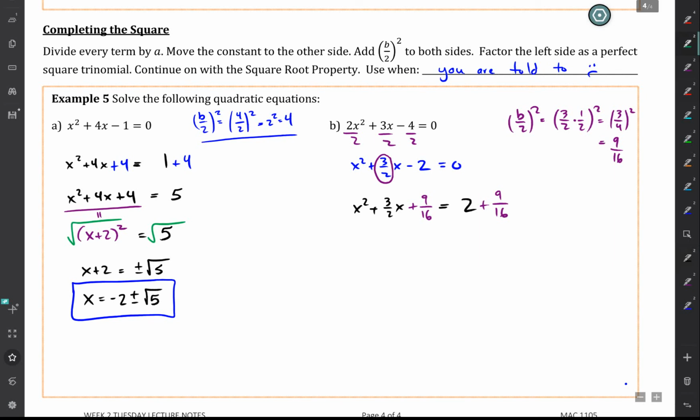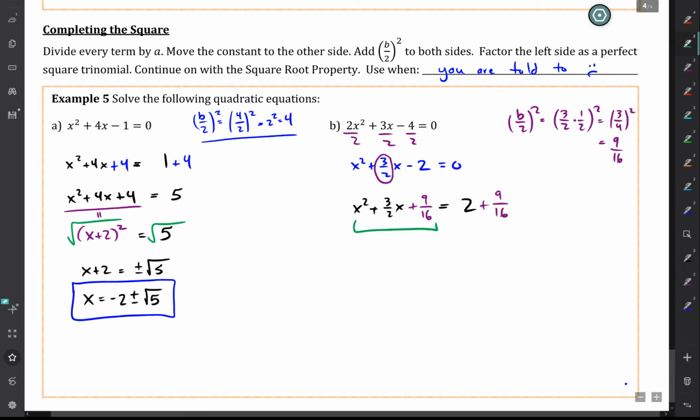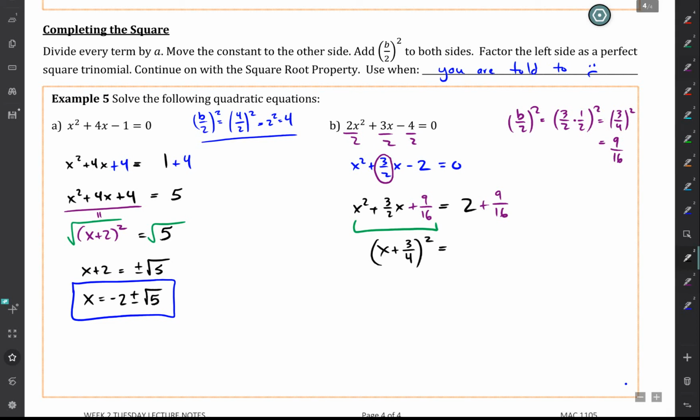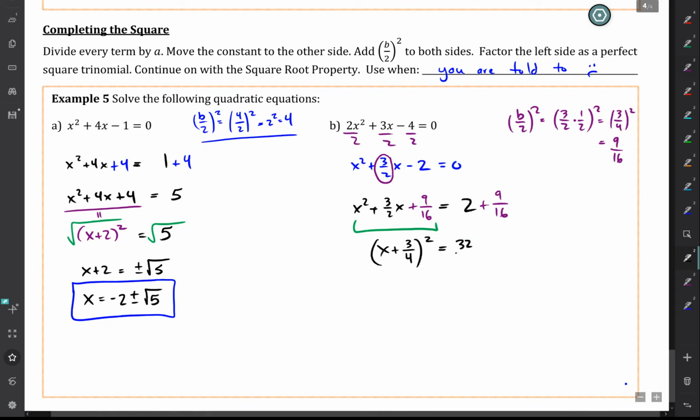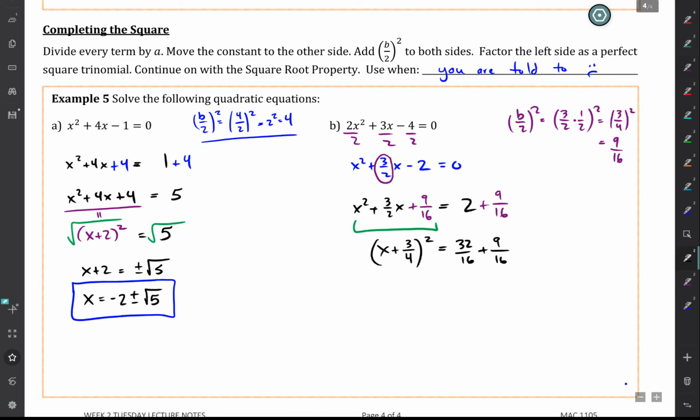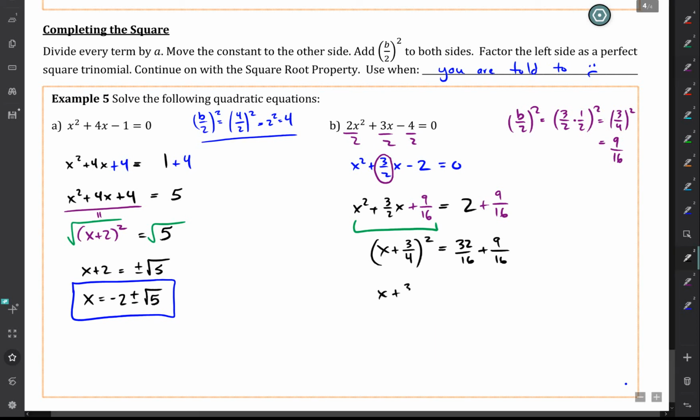And again, this may not look that simple, but what this is saying is that this green, what I've underlined in green, is now a perfect square. It's x plus 3/4 squared. And the right-hand side is, well, 2 can be written as 32 over 16. So the right-hand side is 32 over 16 plus 9/16. So that's going to be 41 over 16. So I have x plus 3/4 squared is equal to 41 over 16.